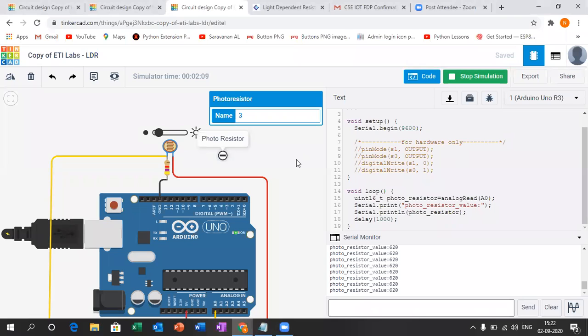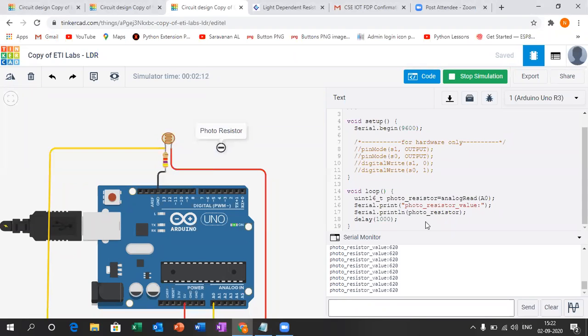Again I start with this line, for Arduino, and whatever value it gets from the sensor, it sends to the serial monitor.